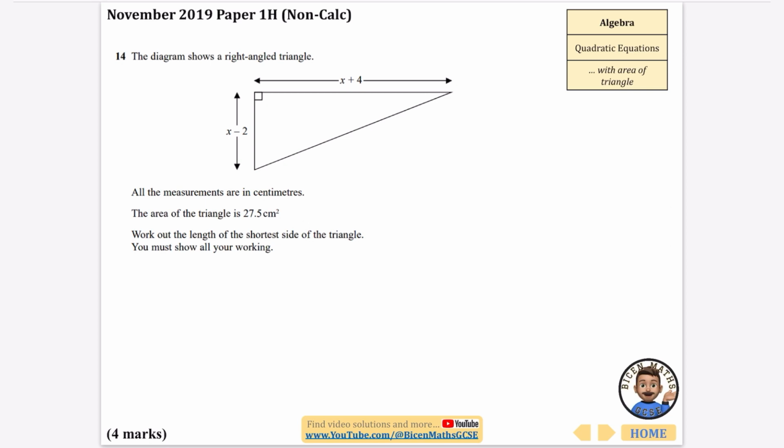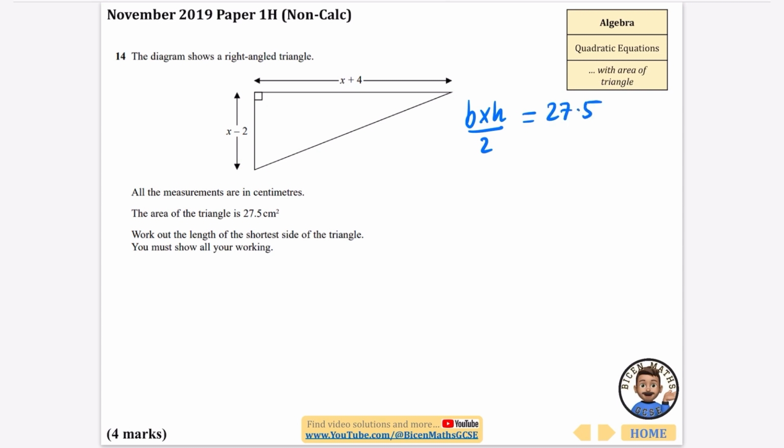Okay, the diagram shows a right angle triangle. All the measurements are in centimetres. The area is 27.5. Work out the length of the shortest side of the triangle and you must show all your working. Well, we know that the area of a triangle is the base times the height divided by 2. And in this case, it is equal to 27.5.